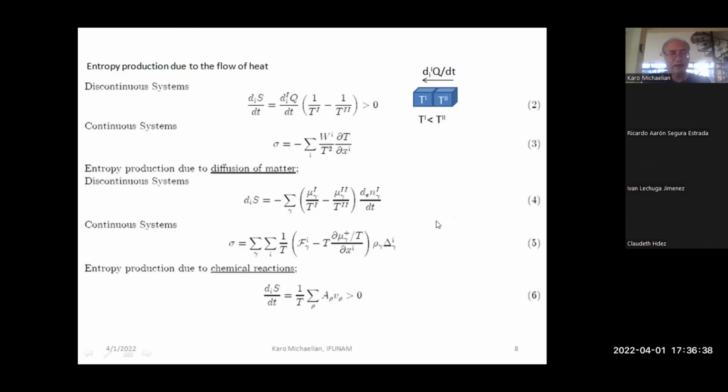Now we also have another irreversible process, which is known as chemical reactions. And these are just equal to the affinities over the temperature times the velocities or the rates of the reaction that gives rise to the production of entropy due to chemical reactions which are occurring in the system. So all of these entropy productions have to be greater than zero because they correspond to irreversible processes which are occurring. First one is the flow of heat and the flow of material, and this is the chemical reactions which are occurring in the system.